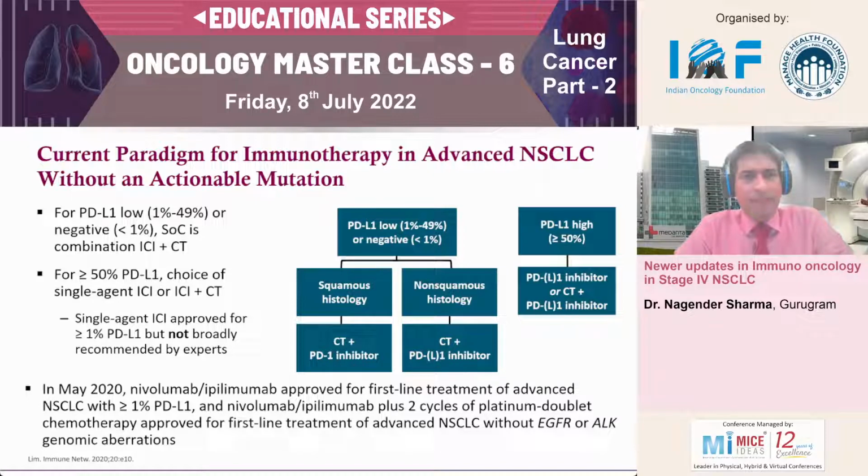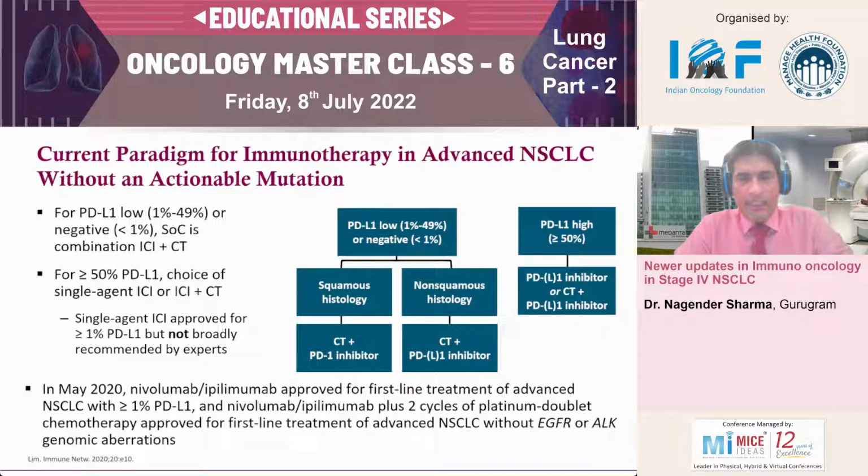If PD-L1 is 1 to 49% or less than 1%, the standard of care will be immuno-oncology drugs, immune checkpoint inhibitors, plus chemotherapy. For those patients who have a PD-L1 percentage of greater than 50%, single-agent immuno-oncology drugs like immune checkpoint inhibitors, or immune checkpoint inhibitors plus chemotherapy, can be considered. For those patients who have a high volume of disease or high tumor burden, single-agent immune checkpoint inhibitors are approved for PD-L1 greater than or equal to 1%, but not broadly recommended by experts.